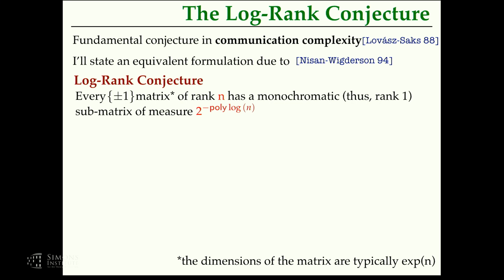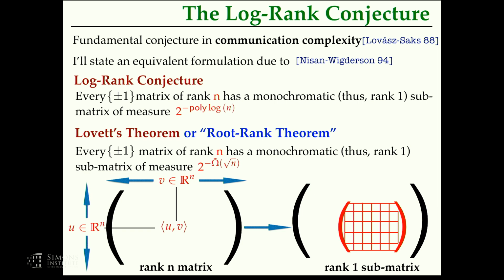Great. We don't know how to prove this. There are tons of works on this. I'm not going to survey them here. But basically, 3 years ago, there was a breakthrough due to Shachar Lovett, who proved, in some sense, the first non-trivial upper bound on the Log-Rank Conjecture. He showed that every Boolean matrix has a monochromatic submatrix with measure 2 to the minus square root of n. So we wanted 2 to the minus polylog n, we can't prove that, but we can prove 2 to the minus square root of n.